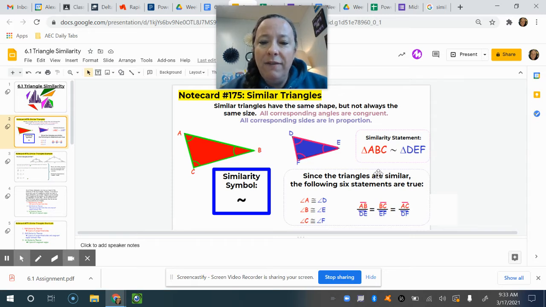But if we know all of these 6 things, that the corresponding angles are congruent and that the ratios of the side lengths are in proportion, like when I divide AB by DE, if I knew the side lengths, it would equal the same as if I divide the length of BC by EF, which would equal the same as if I divide the side length of AC by DF. So those are all in proportion. So go ahead and pause me and finish up this note card.